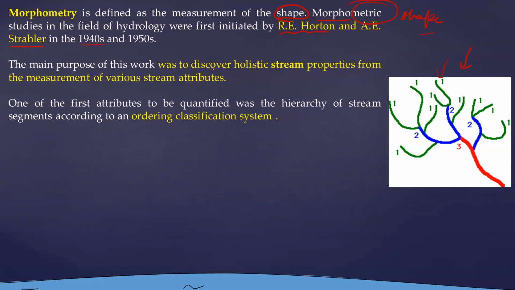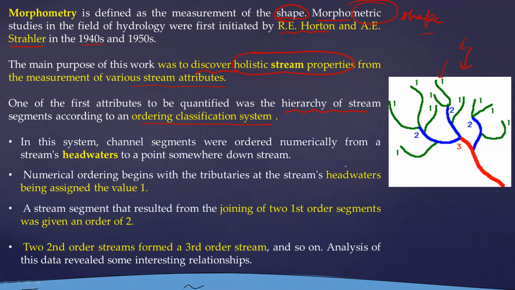So the main purpose of this work was to discover holistic stream properties from the measurement of various stream attributes. And here he made a very interesting ordering classification system, that is hierarchy of a stream, where you see first order stream, second order stream, third order stream. So what is important here? Let's read it. The first point is that in this system, channel segments were ordered numerically, so numbers were given from a stream's headwater to a point somewhere down the stream. So we'll start with headwater. The first stream is called number 1, right?